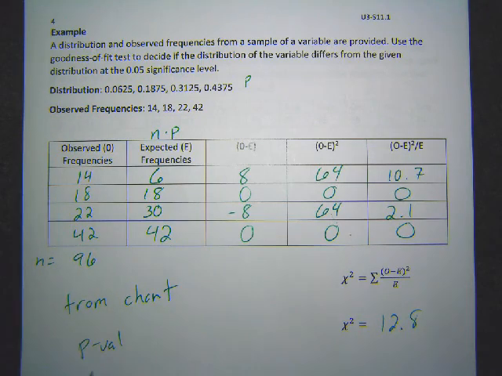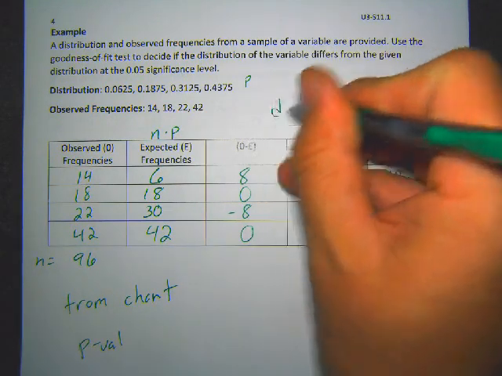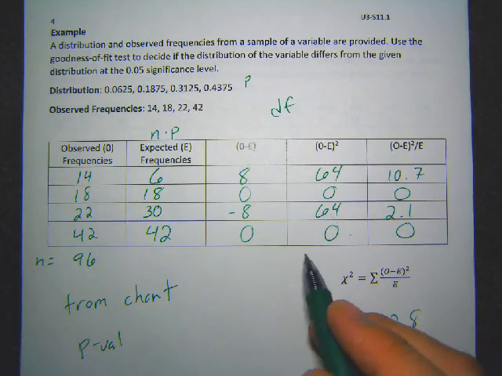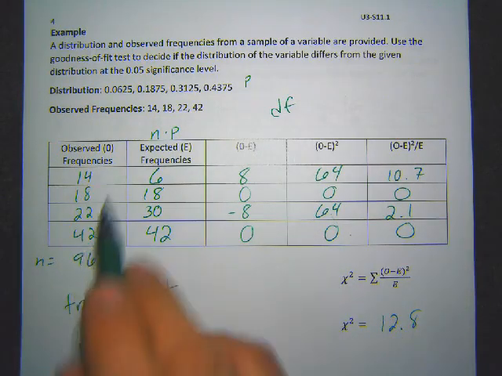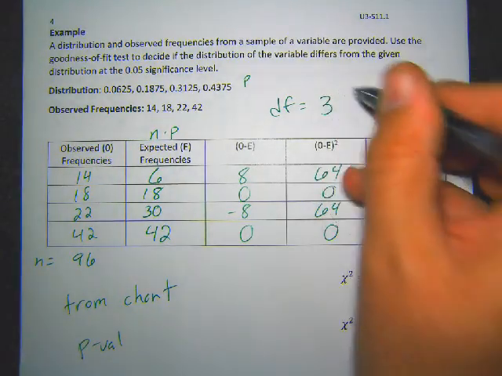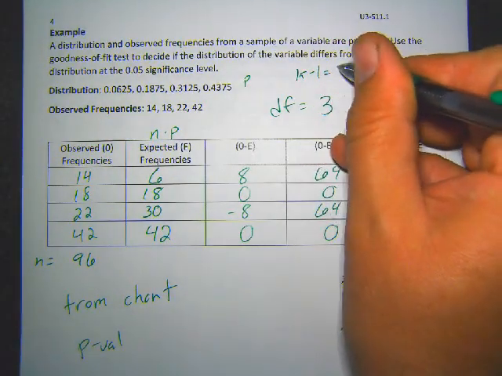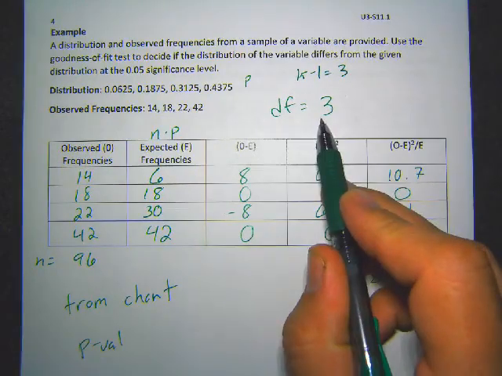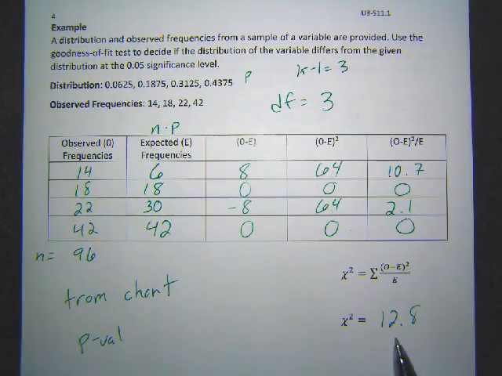First off, before I can look at the chart and get a p-value, I do need to think about the degrees of freedom. Remember, the degrees of freedom is the number of categories, which in this case is 4, right? There's 4 categories, minus 1. So the degrees of freedom is 3. 4 minus 1 equals 3. So that's why we use 3 for the degrees of freedom. So 3 for the degrees of freedom, and then we're going to look at 12.8.